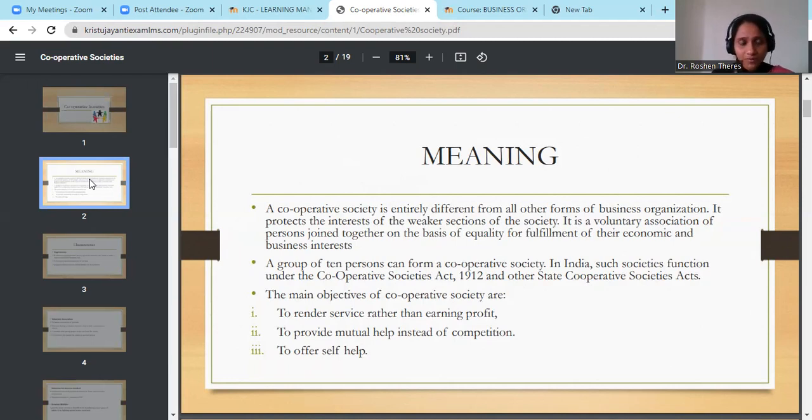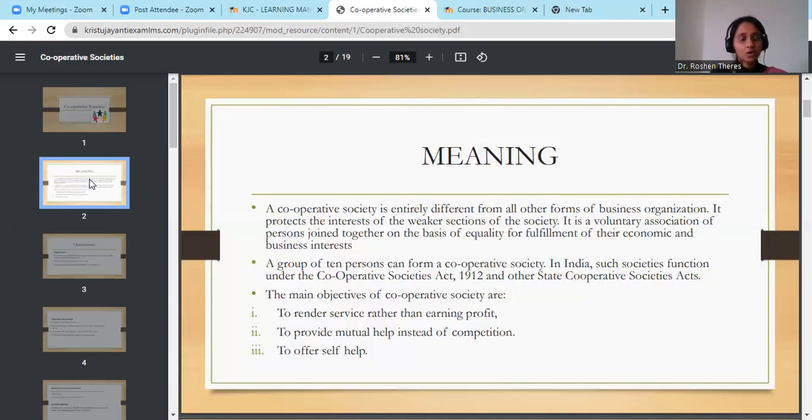So, these people might be interested to do a particular business. They have joined together on a voluntary basis and they are doing the business to make the profit. So, what is the major criteria of this cooperative society? A group of 10 persons can form the cooperative society, and such societies will come under the Cooperative Societies Act 1912 and other state cooperative societies acts.